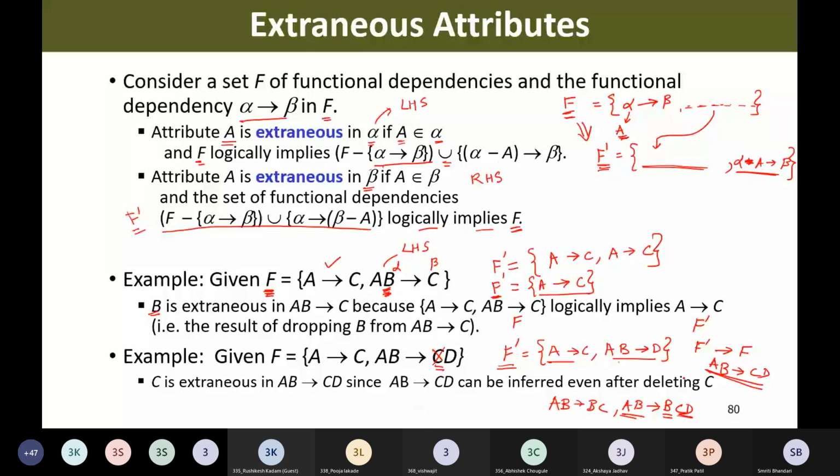Right? So we say that in this case C is extraneous in the RHS of the dependency AB to CD, and it is possible for us to omit this C because it is extra. It is not making any difference. So we are simplifying this set. A to C, AB to CD can be simplified as A to C, AB to D.